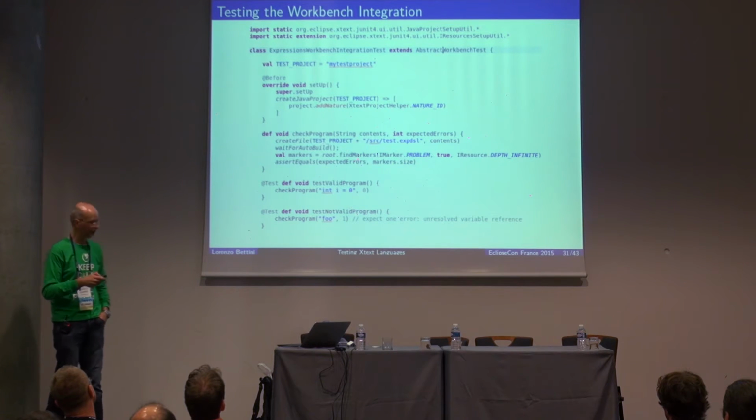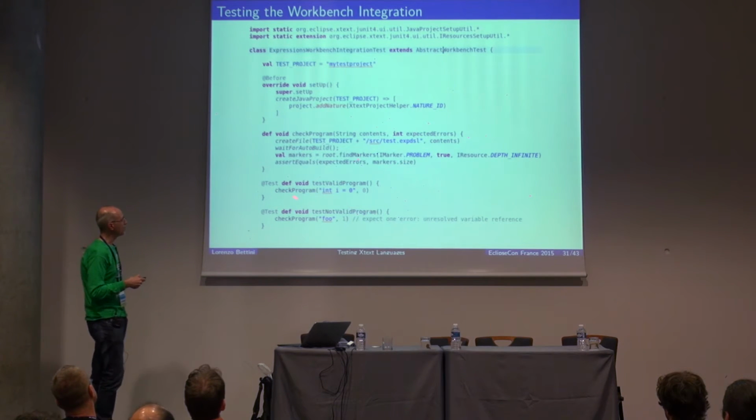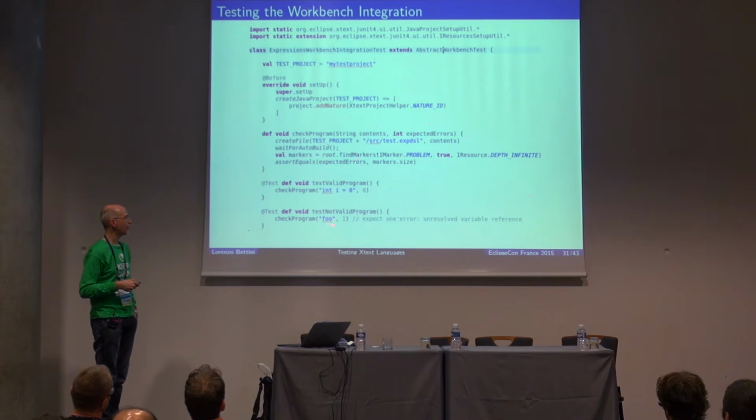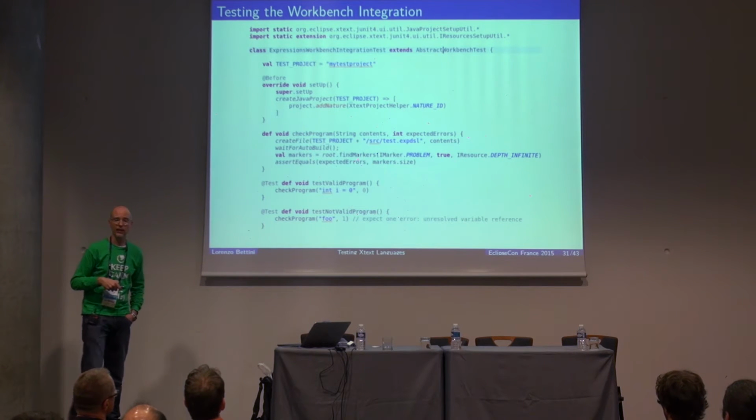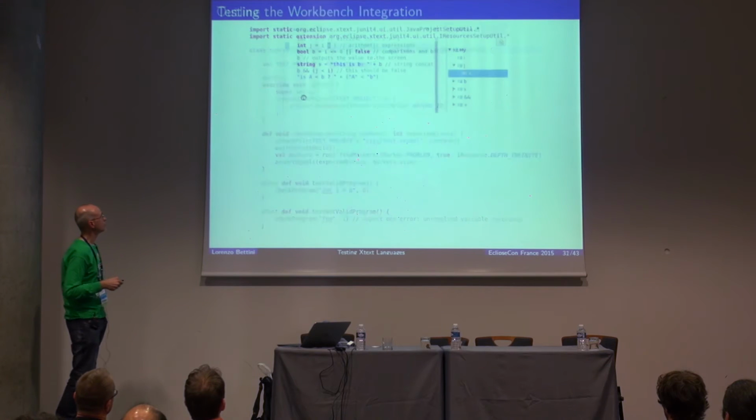Okay? So I can use this method. Given a valid program, I expect no error marker. Given a program with an error, I expect some error markers. So here I'm referring to a variable which does not exist. So I expect an error marker.